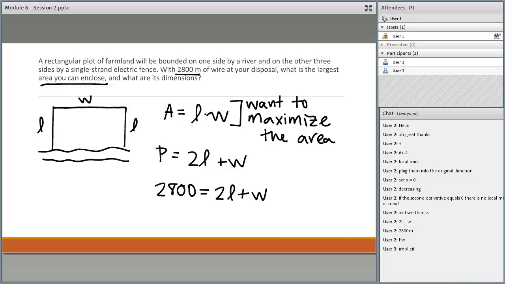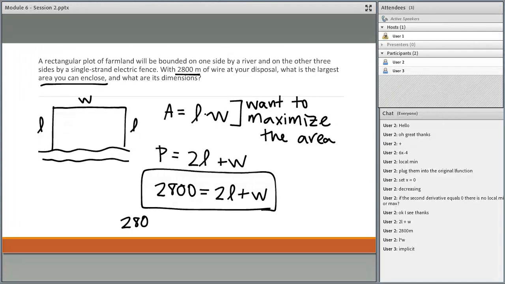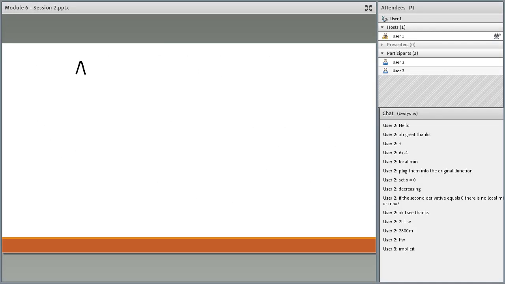Oh, great. So implicit differentiation is when one of the variables is a function of another variable. So for example, if the area was changed for one of the variables. So I could say that 2,800 minus 2L equals W, and I can take that and plug it in for W. And then I have a function of just one variable and I don't need to use implicit differentiation.